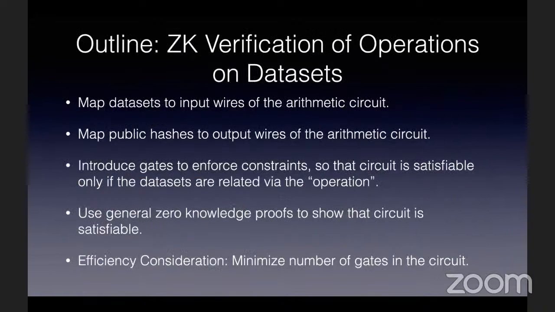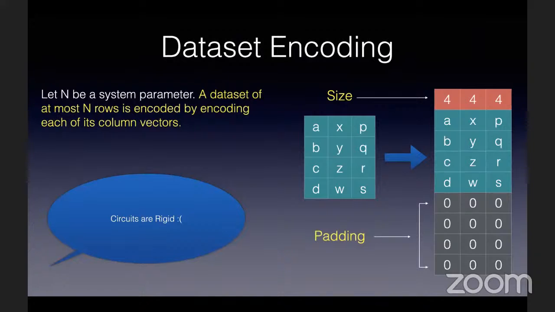So I'll just give a brief intro of how we would go about it if we were trying to show something over data sets. The first thing that we have to do is somehow map a data set to the input wires of the circuit, right? And the problem with circuits is that they are rigid. A circuit is a fixed thing. It's not flexible enough to adapt itself to the input.